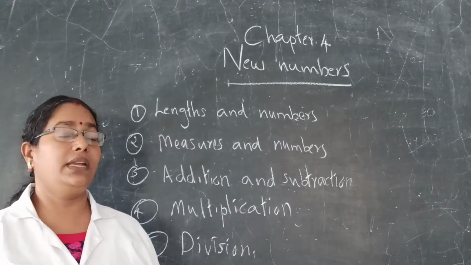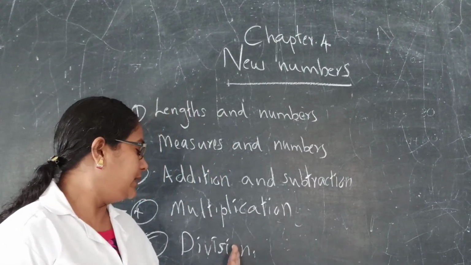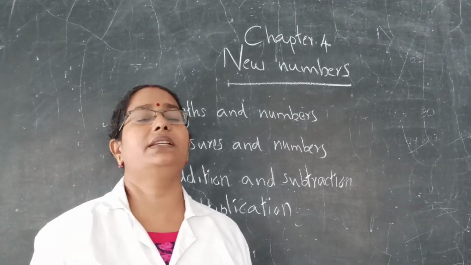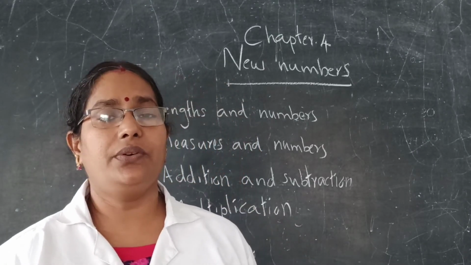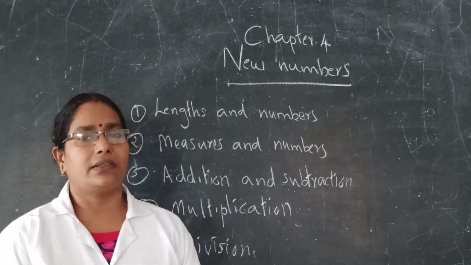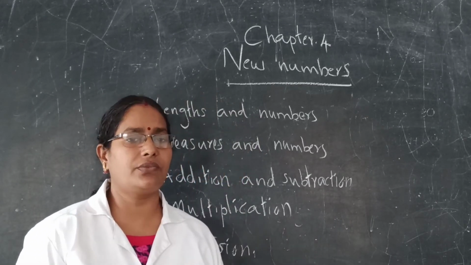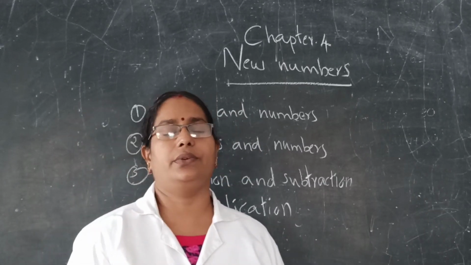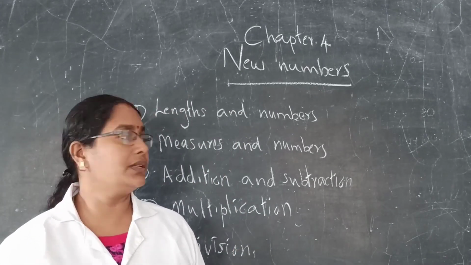Then we want to study multiplication of new numbers. Again, the fifth subtopic is division. Therefore, this chapter only studies new numbers. A new number found using length does not give an accurate value, so at that time we find out the new numbers.